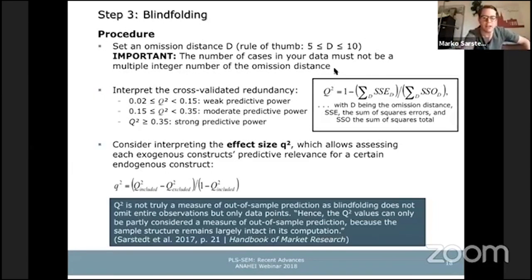In some publication, I think we erroneously referred to Q square as a measure of out-of-sample prediction. Strictly speaking, it's not. It's kind of like an out-of-sample prediction method, but not really, because you're not omitting entire observations. This has been critically noted by Galich Mueli and her co-authors in the JBR paper. We looked into the machine learning literature, and that's actually truly correct. Machine learning is kind of the blueprint literature for prediction, in our opinion. So that's why we corrected our statements in that regard, and we're a bit cautious in labeling it an in-sample or out-of-sample prediction metric.